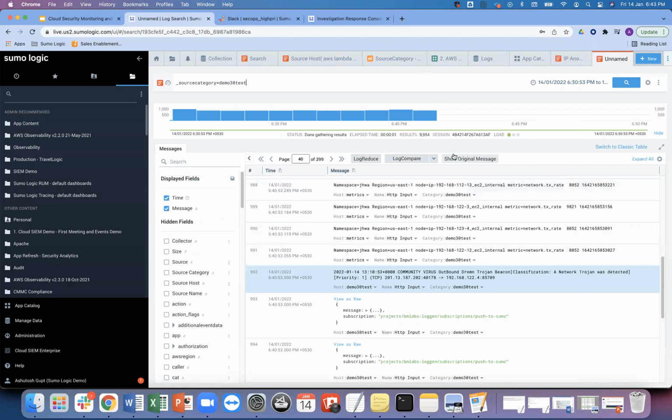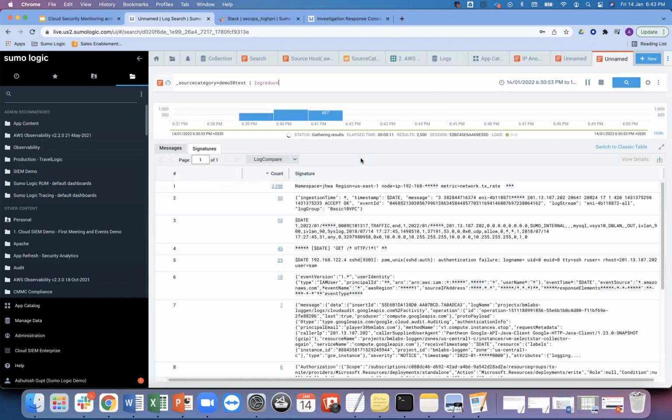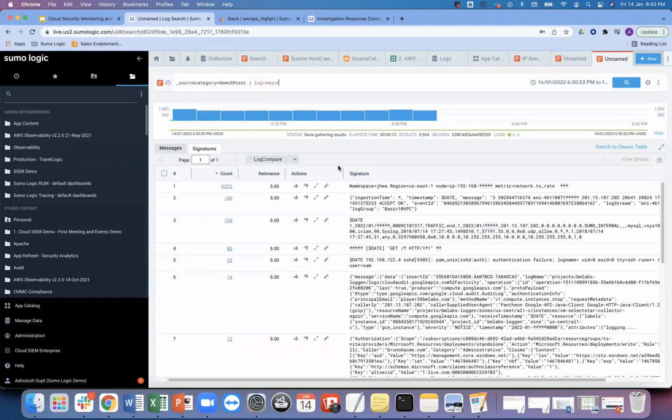Once I have this, I have to go through 9,954 log lines, which may not be possible. I have 399 pages. With the use of log reduce and log compare, these operators make my life easier. If I use log reduce, it compares each and every log line and creates signatures, saying that these 9,575 logs are of this kind, and these are the variables, which are in star.